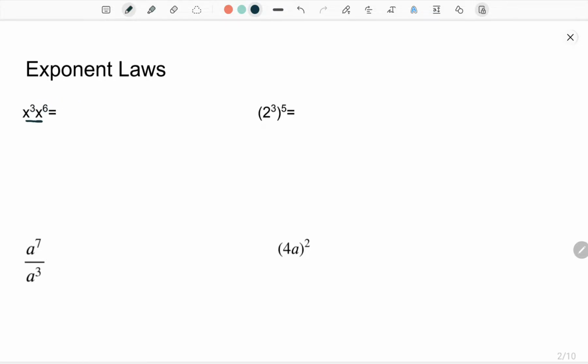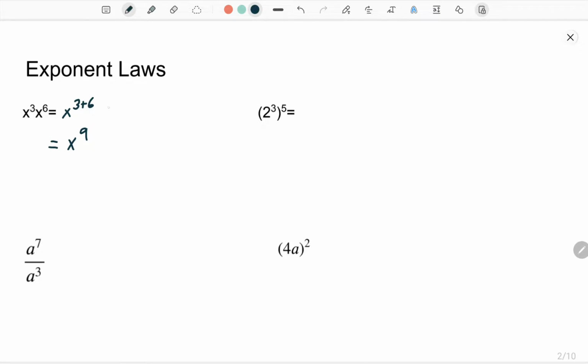So we can combine these two when we're multiplying the same base. The exponent law tells us that when multiplying, we add the actual exponents themselves. So we're going to have 3 plus 6, which will give us an exponent of 9.